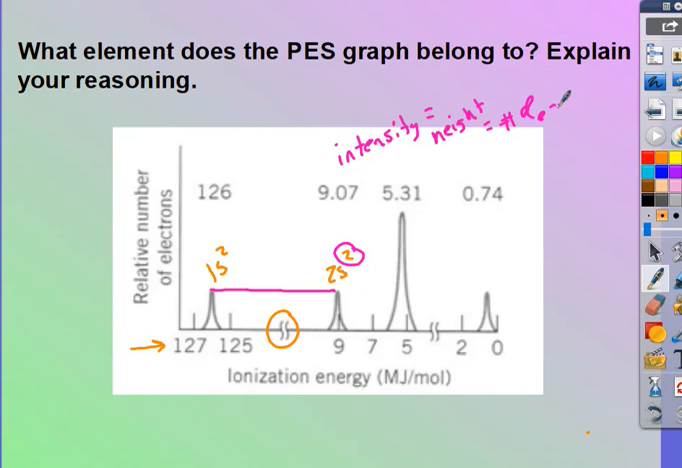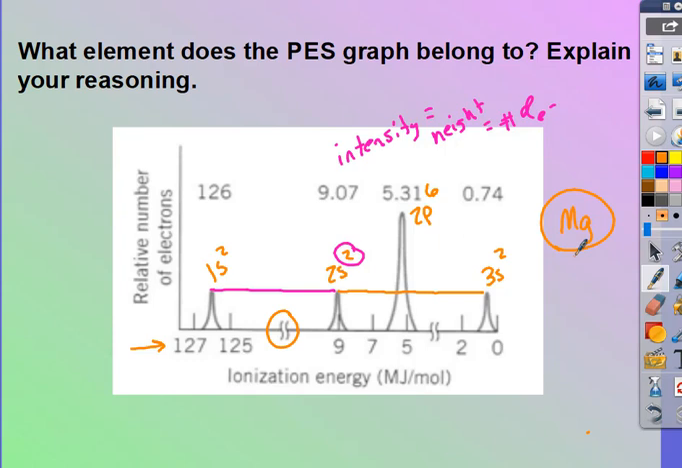So after the 2s, we usually come to 2p. Notice that my 2p is about 3 times as high as my 2s because there's 2p6. There's 3 times the number of electrons in that orbital. So next, after 2p, I would get 3s. It's the same height, so that must mean that there's 2 electrons in there. So 3s2 corresponds to magnesium. So this is magnesium's PES graph.